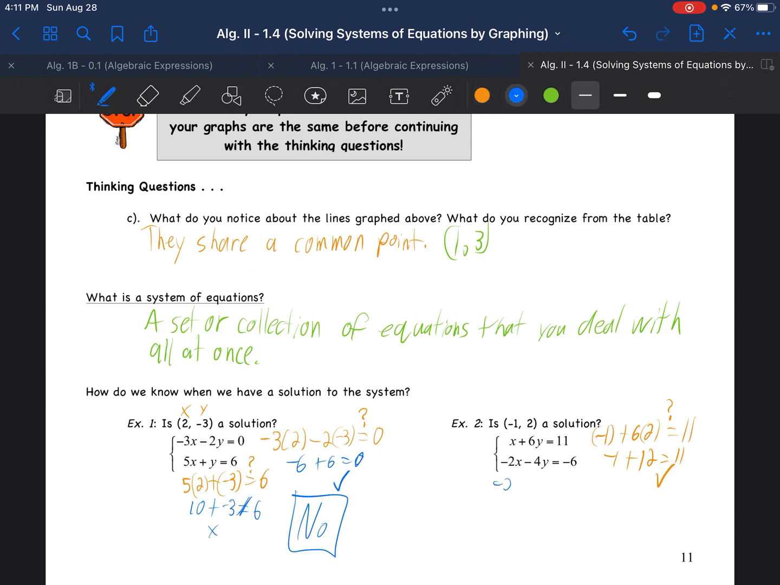The second equation: -2 times -1 for the x, minus 4 times 2 for the y. Does it equal -6? -2 times -1 is positive 2. -4 times 2 is -8. Does positive 2 minus 8 equal -6? You betcha. So since it works for both equations, yes, it is a solution. Once again, we did the same exact steps we did on example 1. The only difference is it worked for both equations.